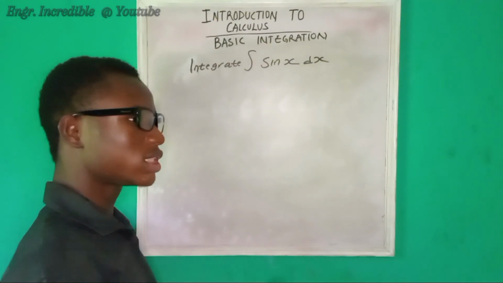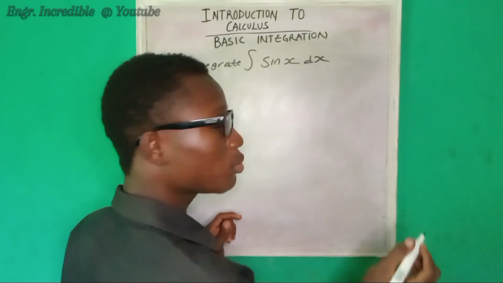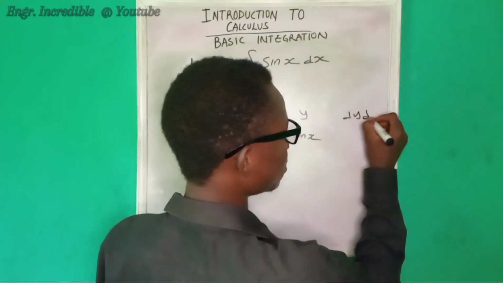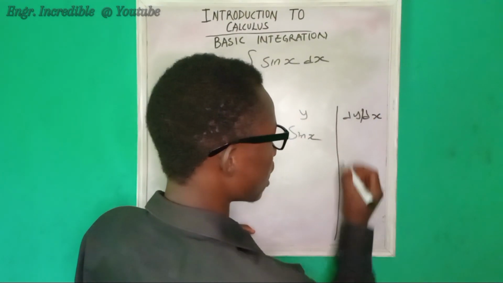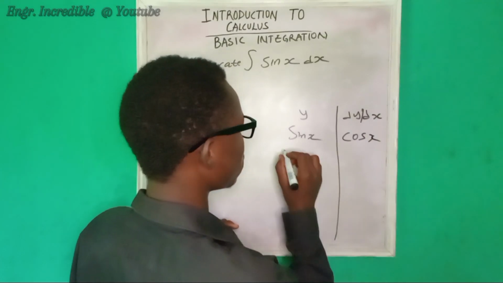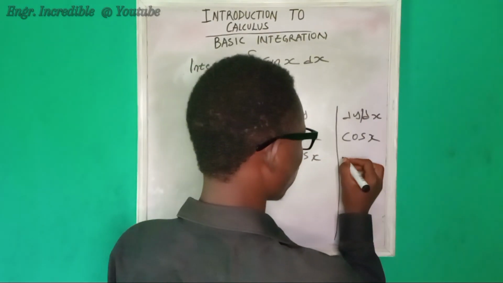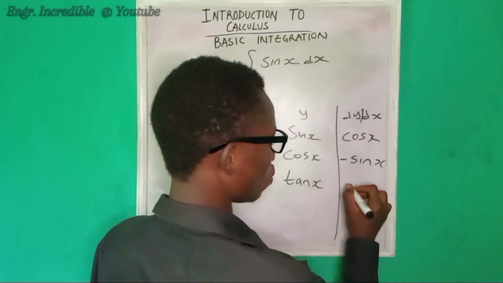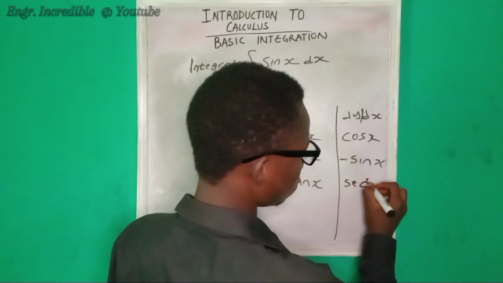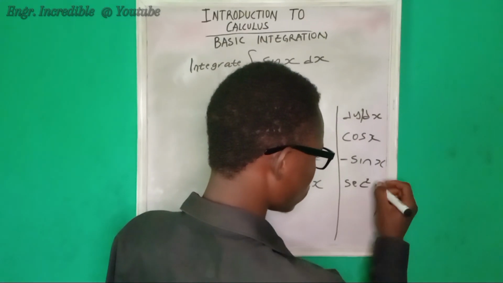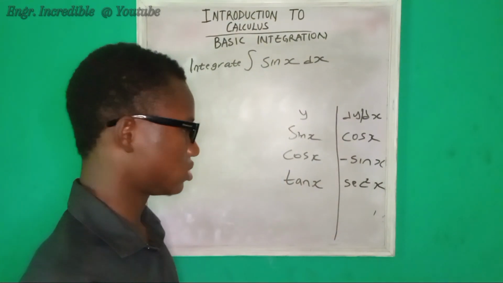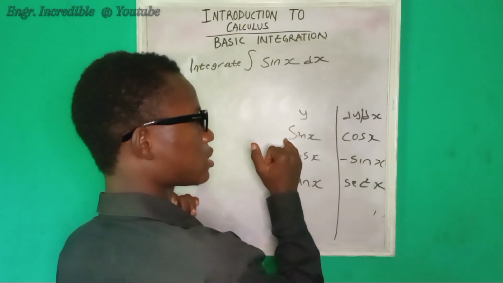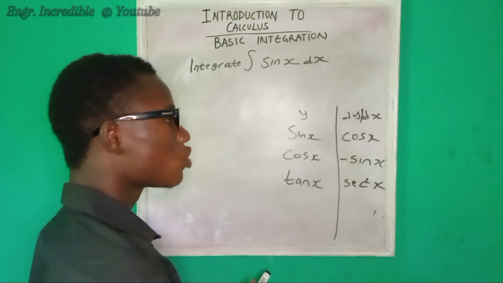Now if we were to differentiate sine x, in the table of trigonometric ratios, sine x, y dy dx. Sin x is equals to cos x, right? Then cos x is equals to minus sin x. We have tan x is equals to, sec, I think, sec square x or something like that. This is something similar to this. So we have our y as when our y is sin x, the dy dx is equal to cos x. So this is for differentiation.